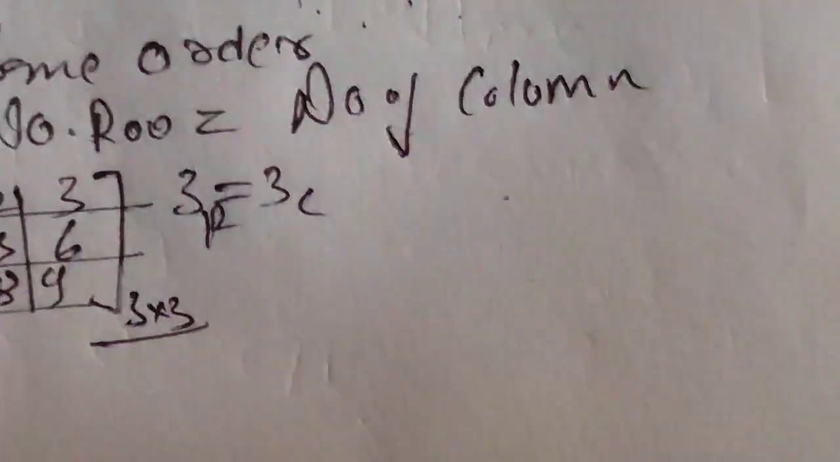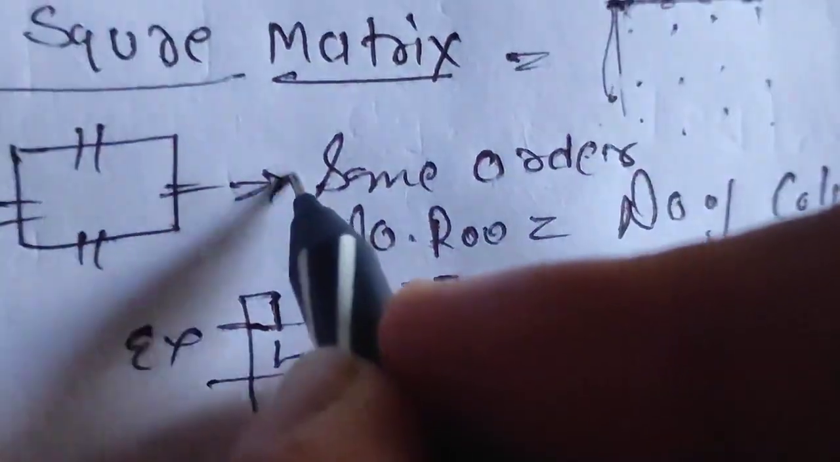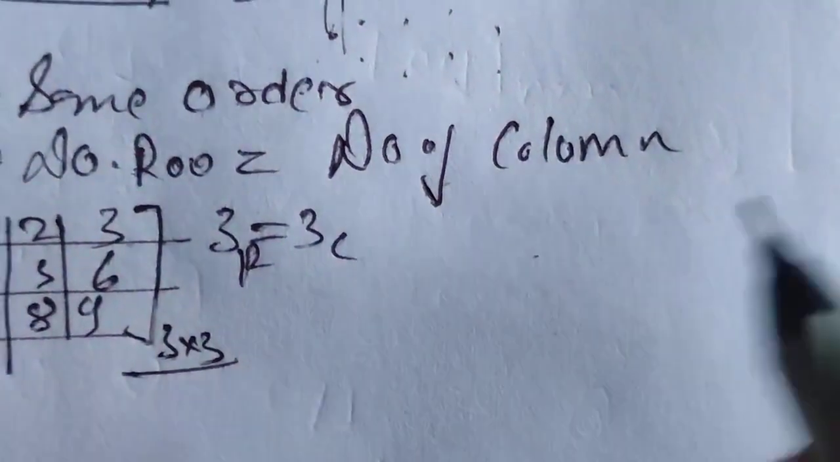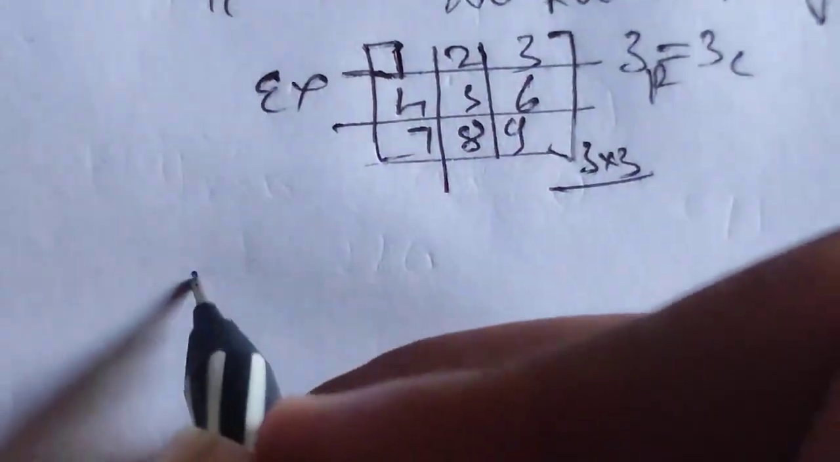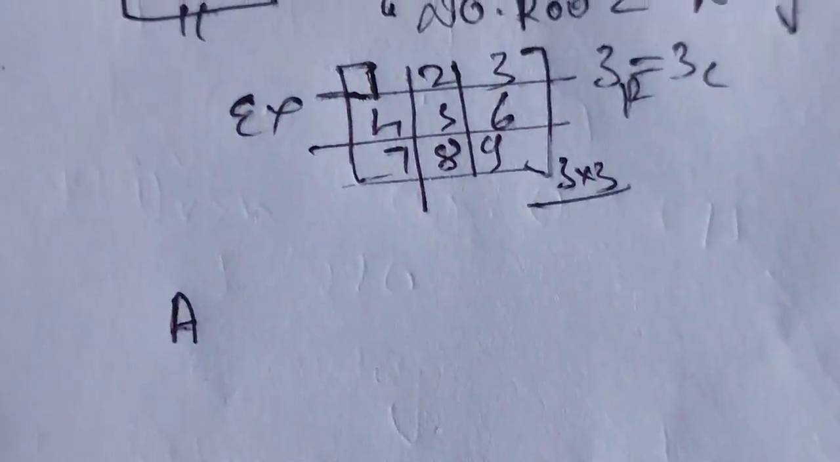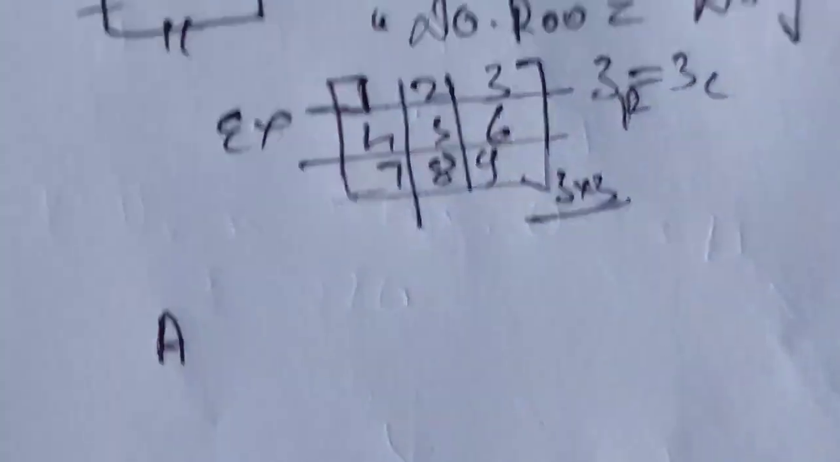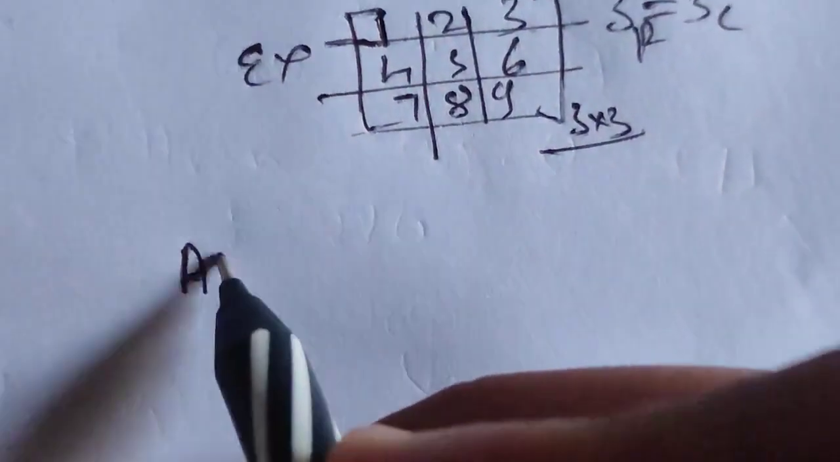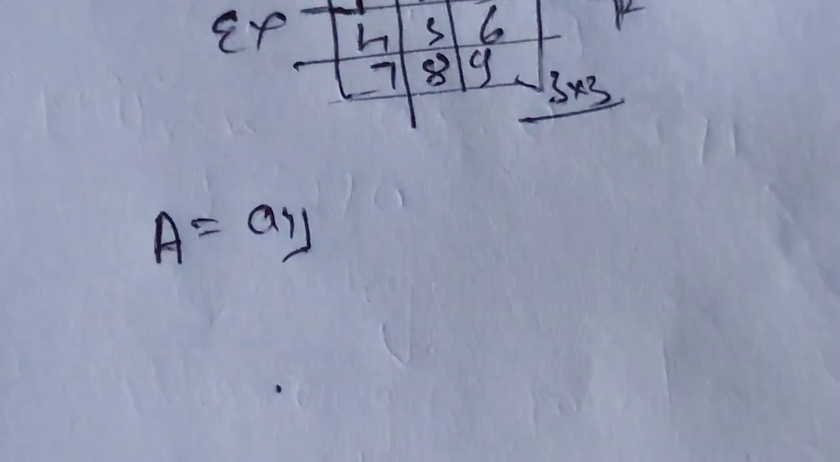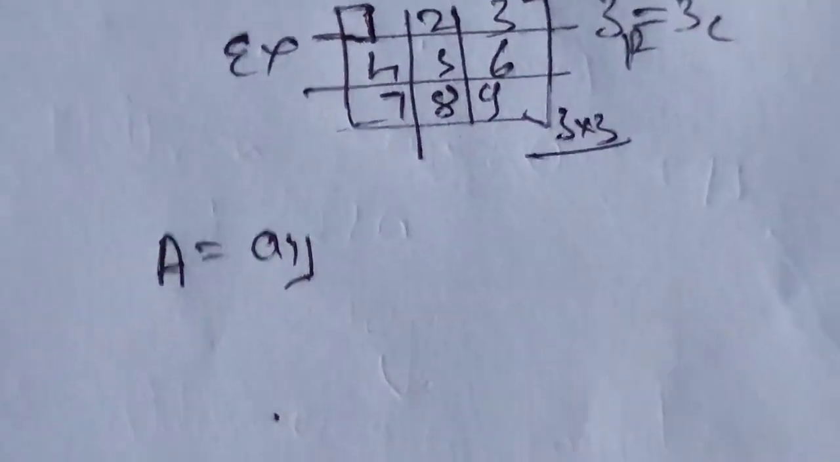So now let's look at the definition. The overall definition is that the order is the same, the number of rows equals the number of columns. Now we talk about the definition in mathematical terms. Let's say A is a matrix. We denote any matrix by a capital letter and its elements by small English letters. Now suppose A is our matrix, so Aij is our general term.